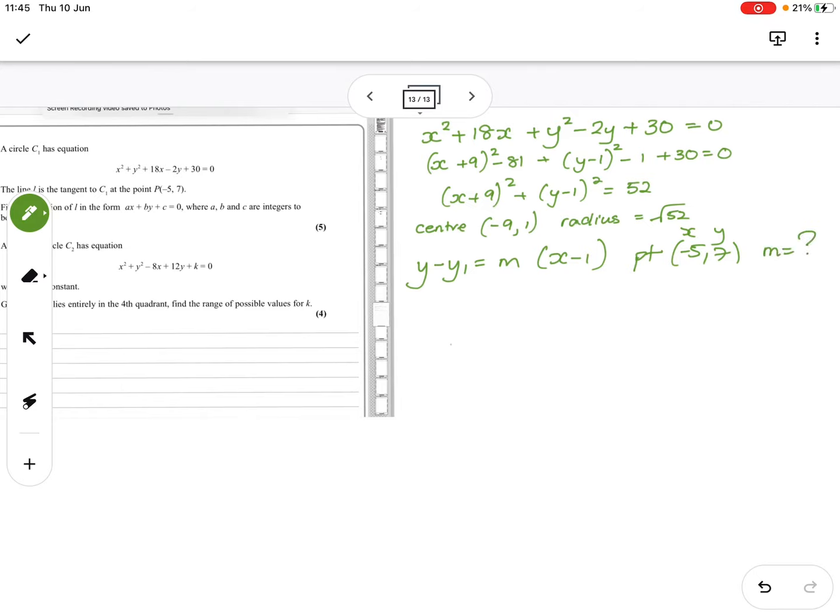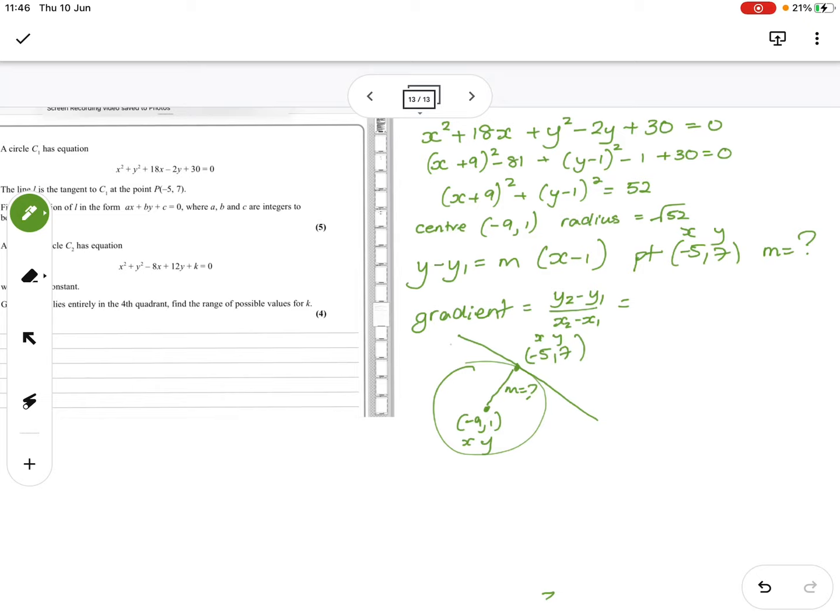And then we don't know the gradient. So the gradient is between the centre, which is (−9, 1), and (−5, 7). We want that equation of the line, so we need that gradient first. The gradient is (y2 − y1) over (x2 − x1). It doesn't matter which way around you do it, so I'm going to do (7 − 1) over (−5 − 9)... actually (−5 + 9). 7 minus 1 is 6, minus 5 plus 9 is 4, so I'm ending up with 3 over 2, positive. So my perpendicular gradient, which is what I need here, is −2/3.